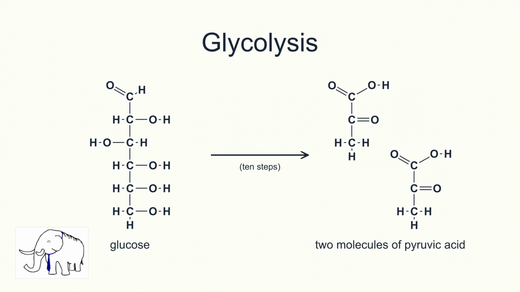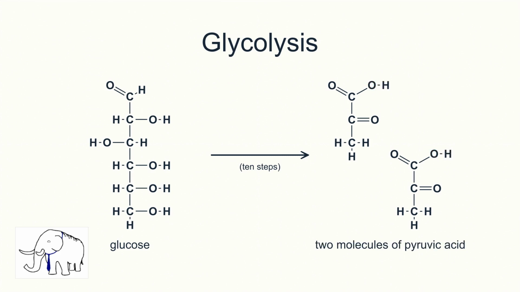Glycolysis, which happens in the cytosol of almost every living cell, is going to chop the glucose molecule in half, making 2 molecules of pyruvate acid. Or, really, at physiological pH in humans, 2 pyruvate ions.